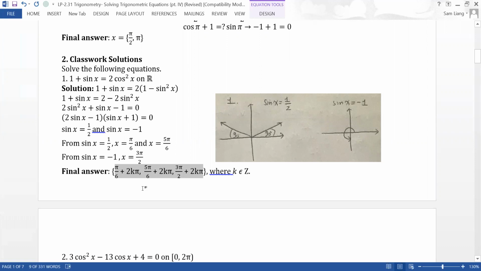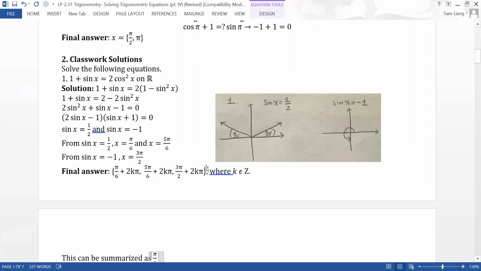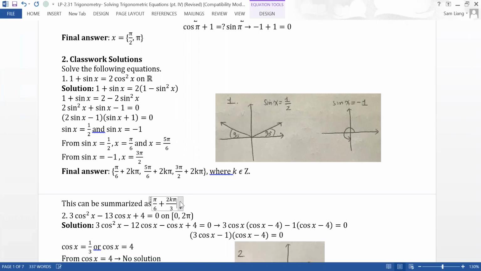So technically, you could summarize this as pi over 6, which is 30 degrees, plus 2k pi over 3, because 2 pi over 3 is 120 degrees. Does someone have a question? Someone raised their hand.